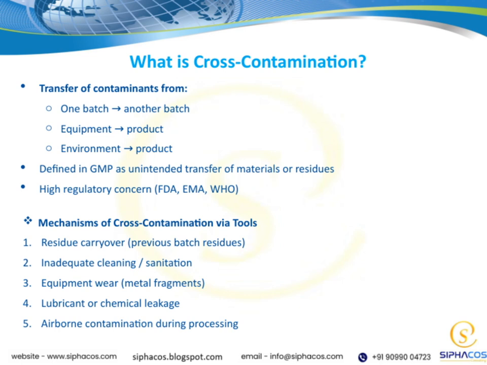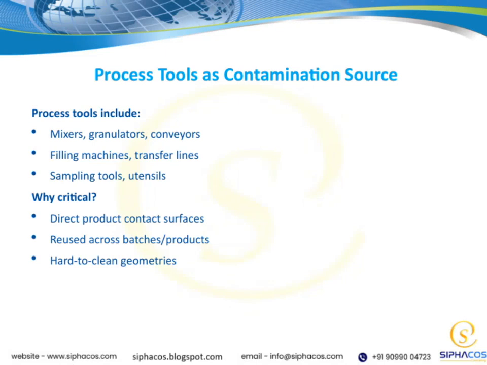Now, let's talk about process tools as a source of contamination. These include equipment like mixers, granulators, conveyors, filling machines, transfer lines, sampling tools, and utensils. You might wonder why these are so critical, so I'll explain. First, these tools come into direct contact with the product, which makes them a potential contamination point.